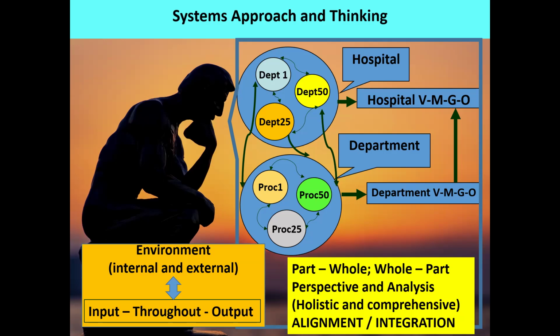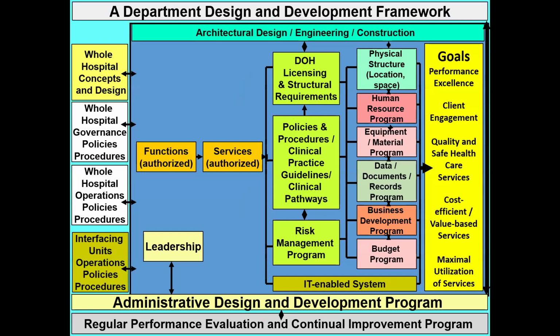The key result areas of the system approach and thinking should be, again, I repeat, alignment and integration of all the subsystems or parts towards achievement of the department's vision, mission, goals, and objectives, and eventually the whole hospital's vision, mission, goals, and objectives. This slide shows the essential and basic components of a department which must be present to facilitate accomplishment of its authorized functions and services and achievement of its goals.